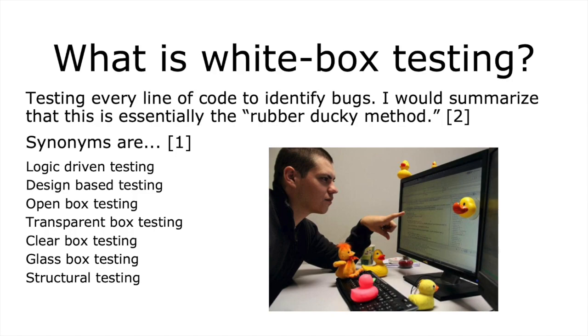So what is white box testing? White box testing is essentially going through your code line by line to identify bugs. We can do this in a team or individually. The way that I like to summarize this is it's kind of like the rubber ducky method. You'll go through it, again, line by line, and explain it so that you can understand it and identify bugs.